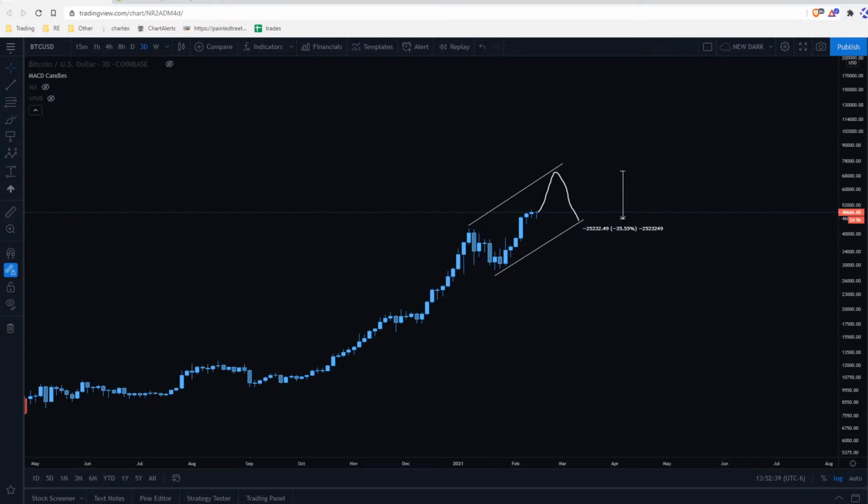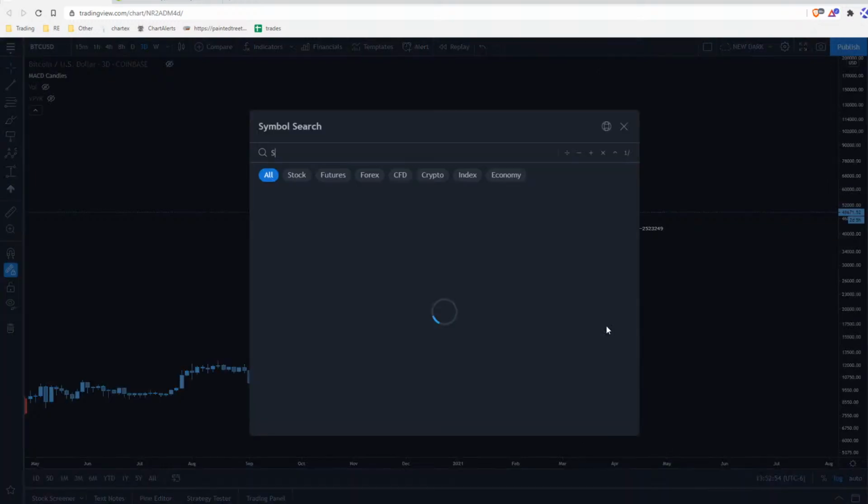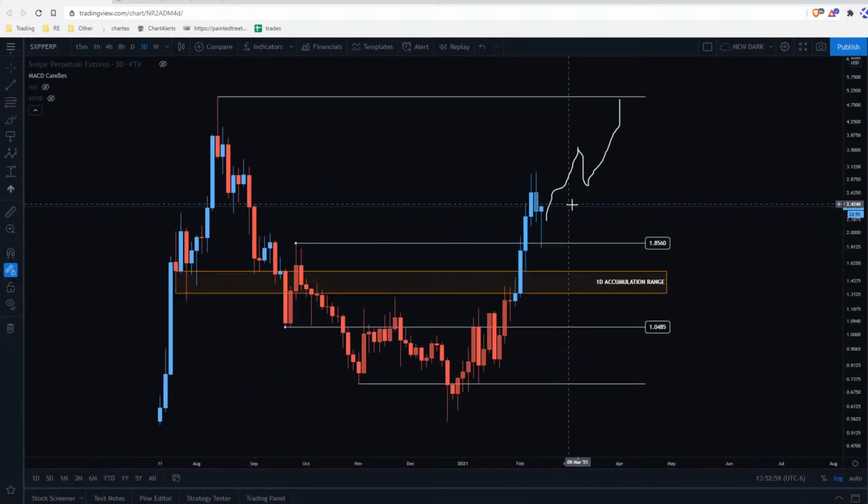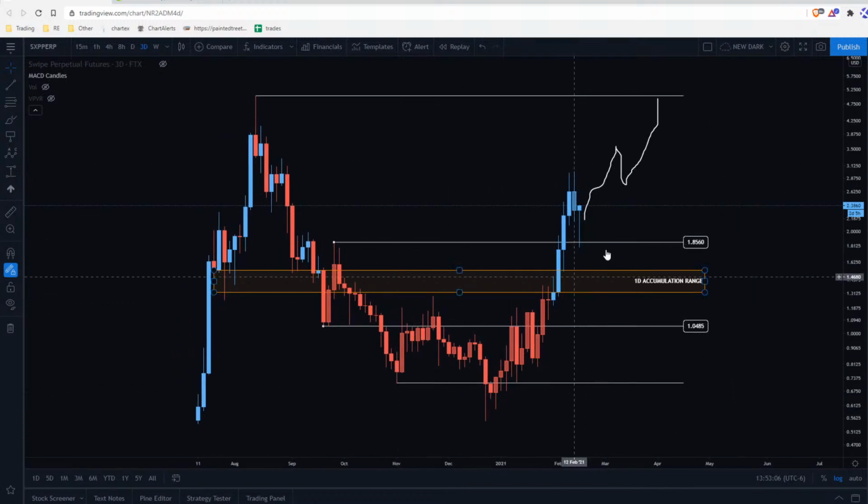Steve says it looks like a Batman pattern. SXP, I like SXP a lot. Grant asks for the YFII chart. Let's go to SXP real quick. I glanced at YFII, but we can look at the bigger picture on it. Yeah, SXP looks good. Retested this accumulation range. That's what I like to see. I expect that it's headed up.